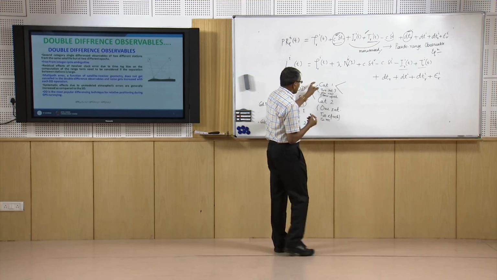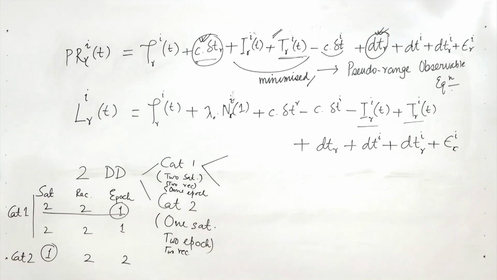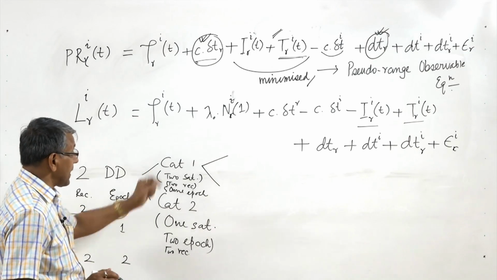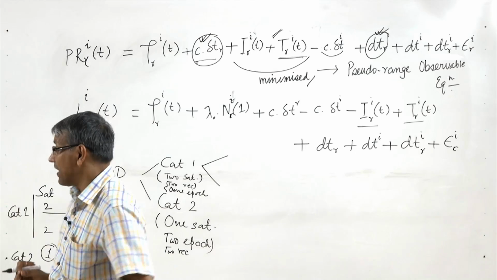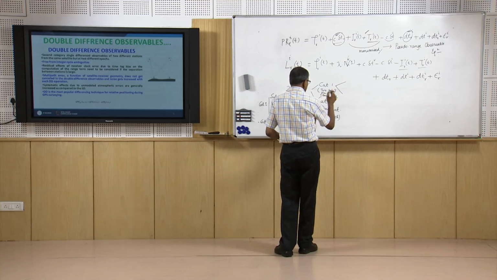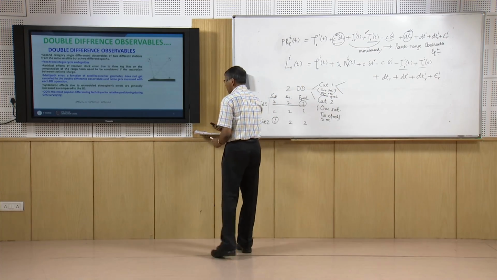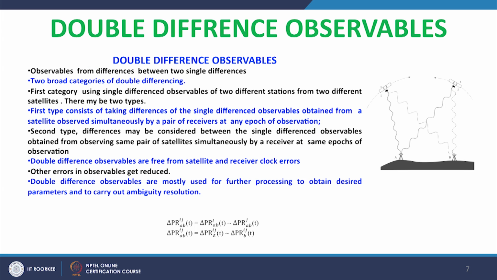Now, under category 1, that means 2 satellites and 2 receivers, there may again be 2 different types. In one case, as we saw previously, it is the difference from the different satellites at the same time, but from the 2 receivers.